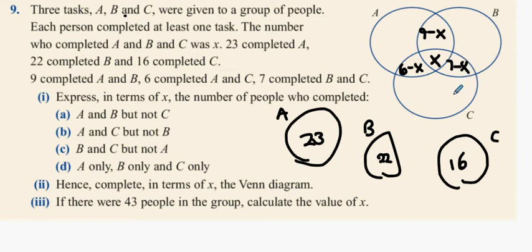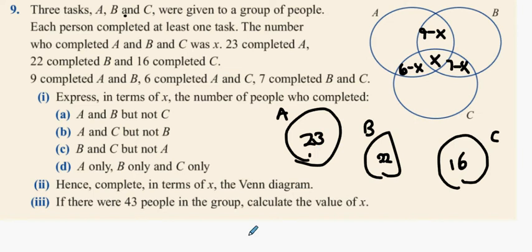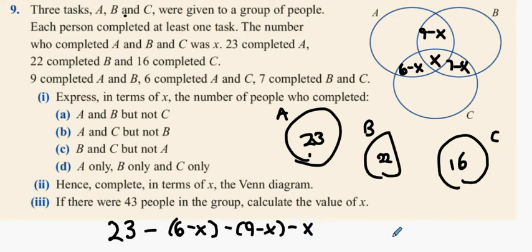Now, my next problem is I want to... B and C, 7 completed B and C. So it's 7 minus X. When you add them together, you get 7. Anybody have a question so far? In box A, I have to make sure it adds up to 23. So it's going to be 23 take away 6 minus X. Take away 9 minus X. Take away X. In the same way it was earlier, we just took away the small numbers from the number, okay?